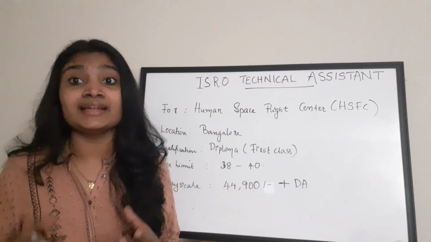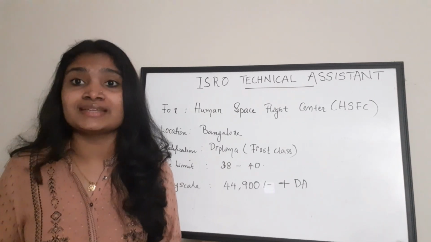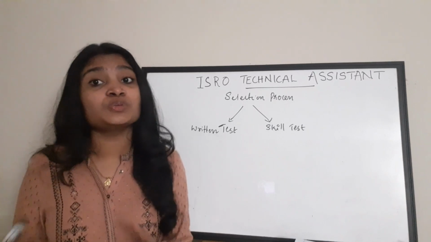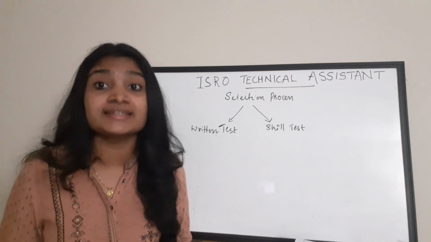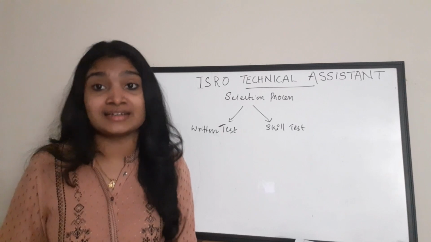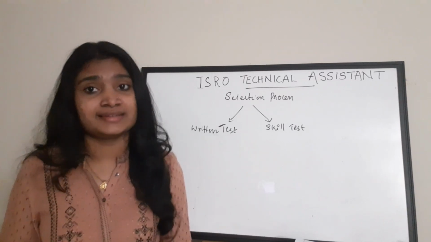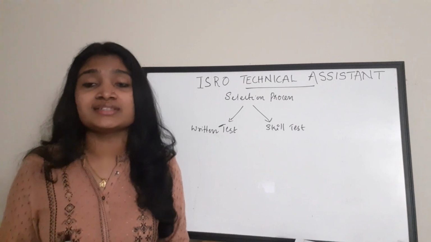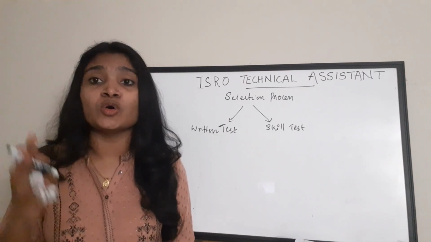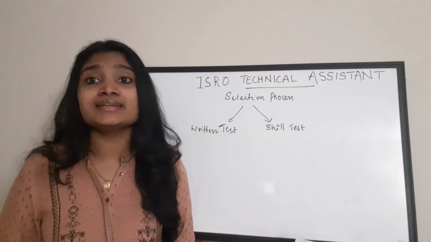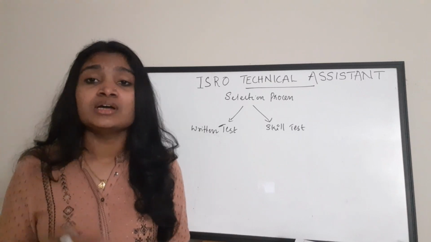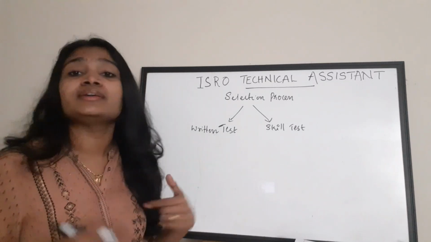Next, let us see what the selection process of the ISRO Technical Assistant Examination is. The selection process consists of two steps. The first one is the written test and the second one is the skill test. So what is a written test? What is a skill test? The written test is an OMR based examination, whereas the skill test is a practical examination. So let us see first about the written test.